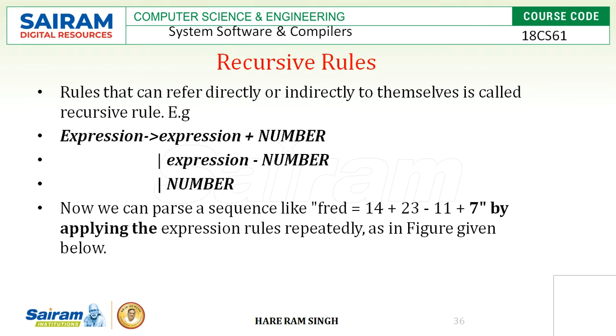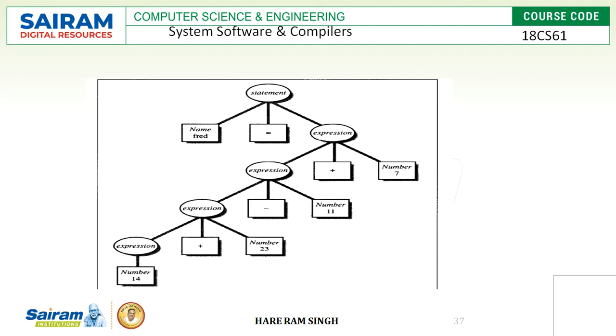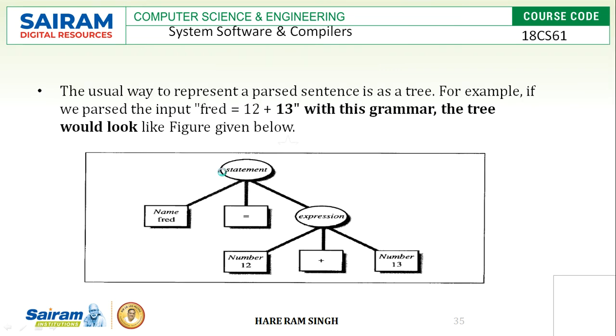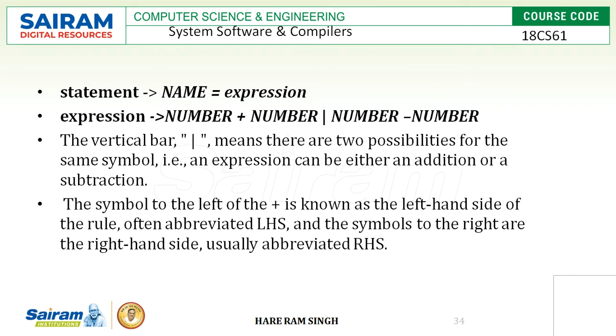So now it is correct. So this is the parse tree for the input string 14 plus 23 minus 11 plus 7 under the grammar, this one.